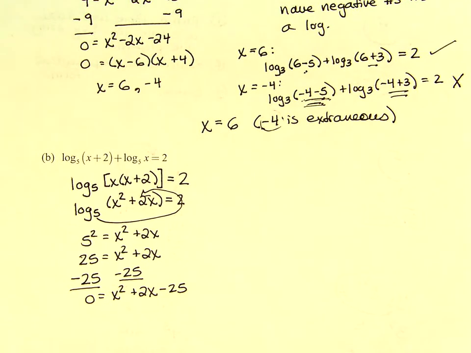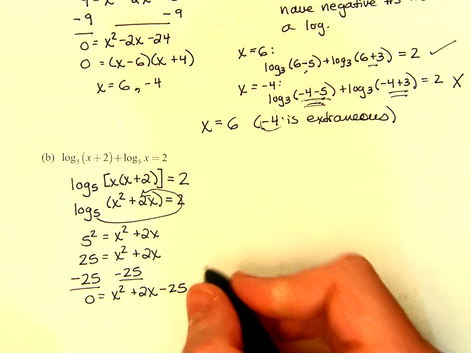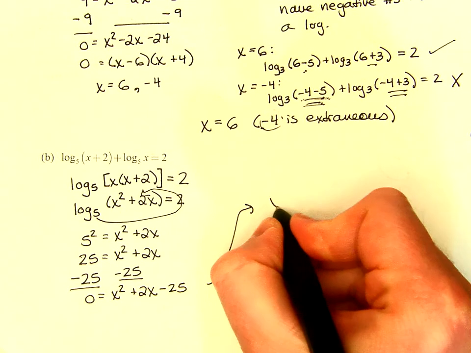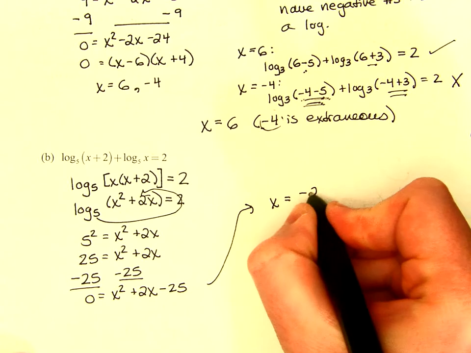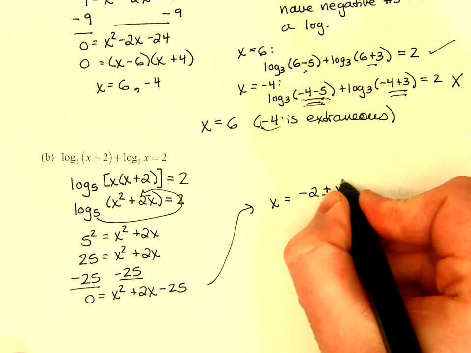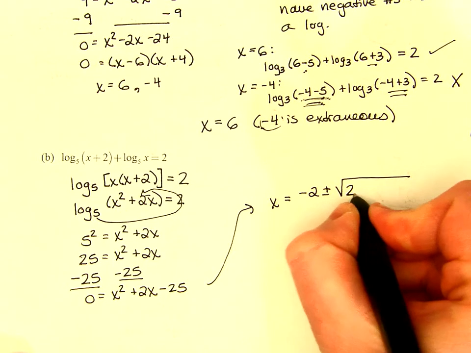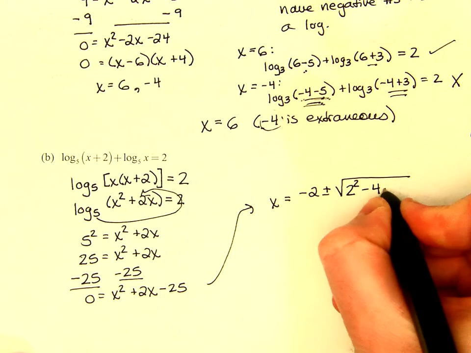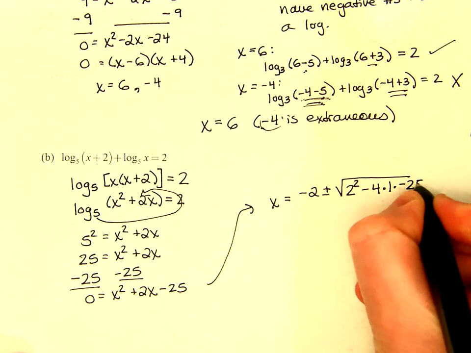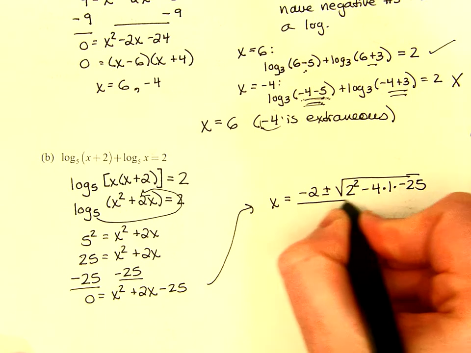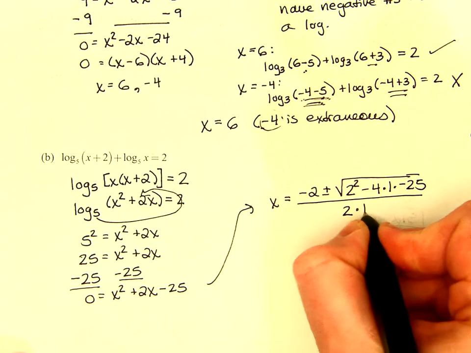We should be able to get the quadratic equation x squared plus 2x minus 25 equals 0. Here's the problem. It's not factorable, so we need to use the quadratic formula on this. I'm going to get x equals negative b, negative 2, plus or minus the square root of b squared, 2 squared, minus 4 times 1 times negative 25, all over 2 times 1.